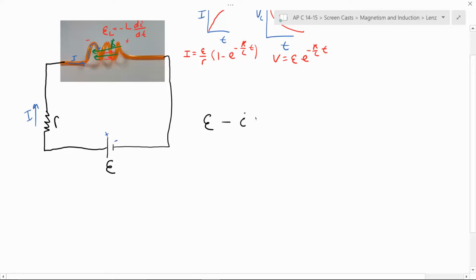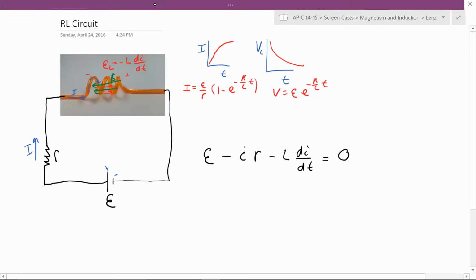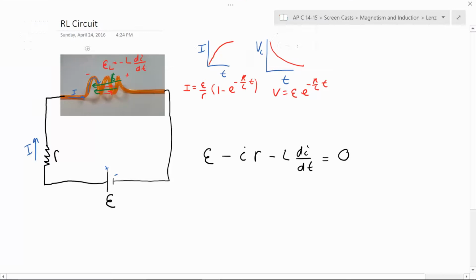That's E minus IR. And then we're going to go through the inductor, and that inductor is going to lower the potential difference. It's opposing us. So it's going to be negative L dI/dt, and that has to add up to 0. Now, in terms of energy, what's going on is you're losing some of the energy through thermal loss, just heat in the resistor. And what's this? This is actually storing energy in the magnetic field of the inductor.